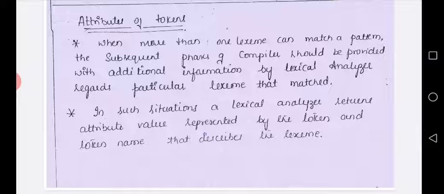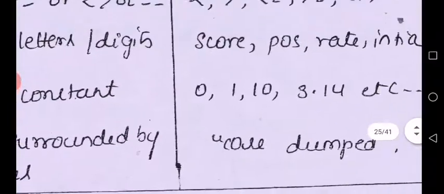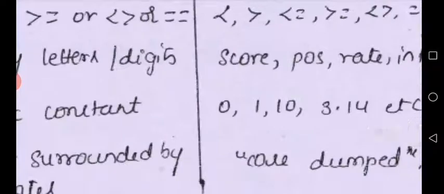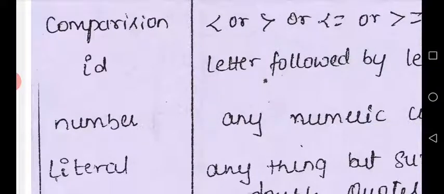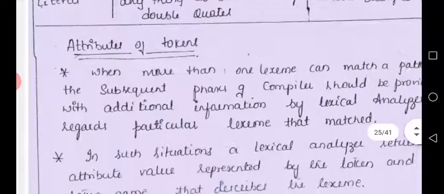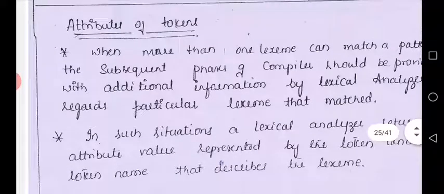Now, whenever we get these kinds of names, score, position, rate and initial, this is the pattern we get from the lexeme: a letter followed by letters or digits. We name it ID. Whenever we get these kinds of identifiers, we mention them with ID itself. But in position is equal to initial plus rate into 60, how many such IDs do we have? Three different IDs: one for position, one for initial, one for rate. They are not the same, but the token we generate is ID itself, because they are identifiers.